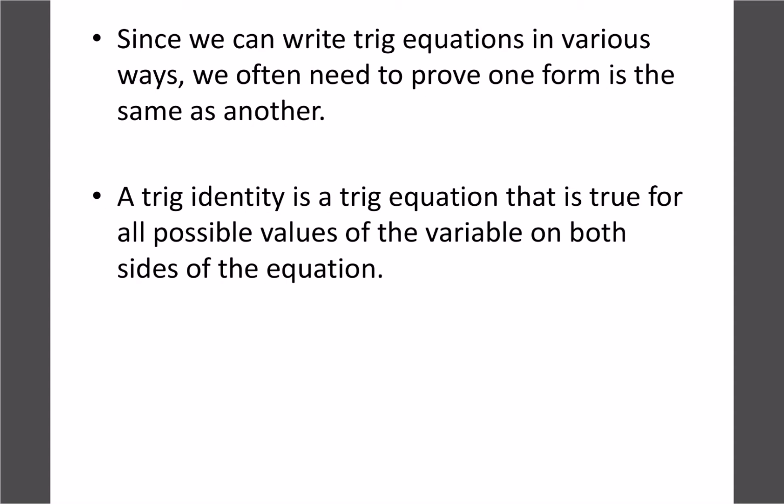So for it to be an identity, what that means is it's got to be true for all possible values on both sides of the equation. And the key thing is it has to work for every possible value. So every x value up to infinity and negative infinity in the other direction.